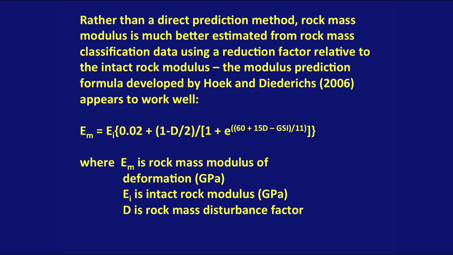The modulus prediction formula developed by Hoek and Diederichs appears to work well. And there you can see the equation there, which takes into account both GSI and the disturbance factor as well. And that appears to work pretty well. EI in that case is the intact rock material modulus.